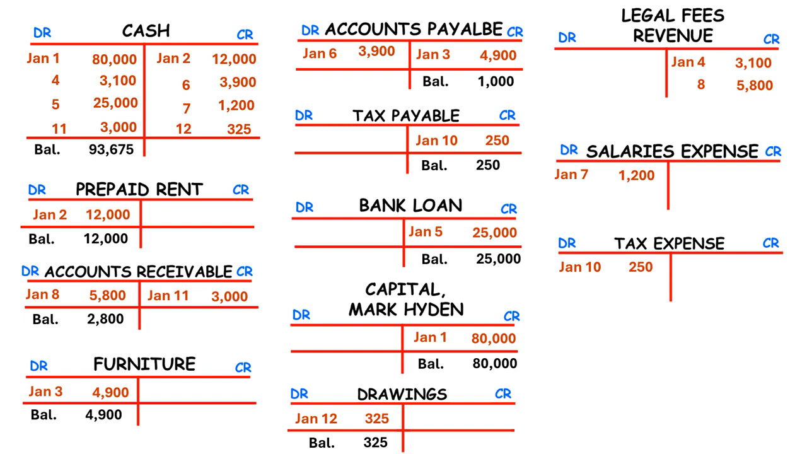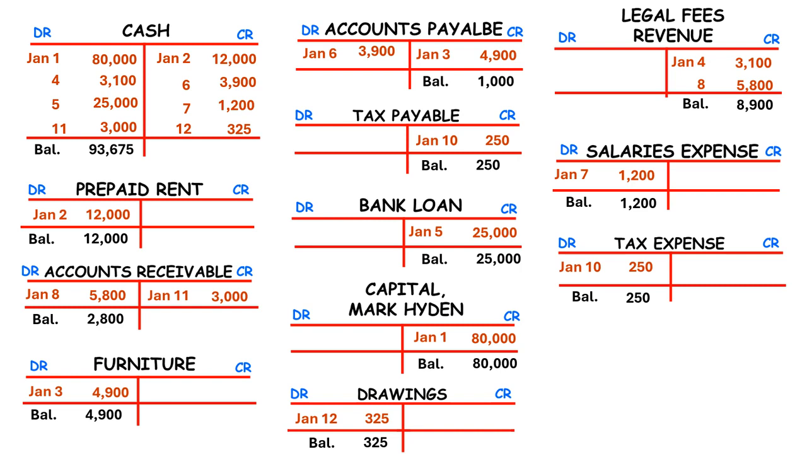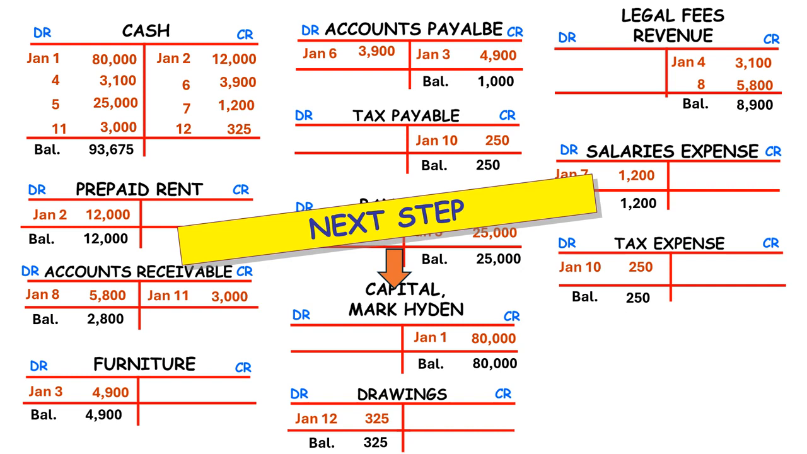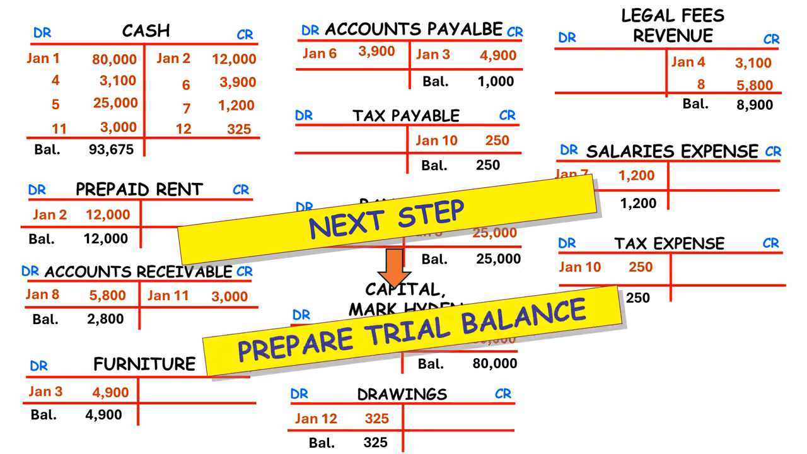So the balance will be written on the higher side. Last three accounts, legal fees revenue. So the credit side here is higher than the debit side. So we'll draw a line and write the balance on the credit side, which is $8,900. Salaries expense account, the debit side is $1,200 higher than the credit. The balance will be here. Same will be for the tax expenses. So we have now balanced all the accounts. So balancing essentially means subtracting one side from the other and writing the difference on the side which is higher. So once we have done this balancing, we now are ready to prepare the trial balance.